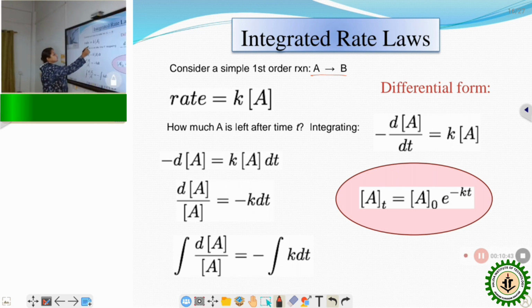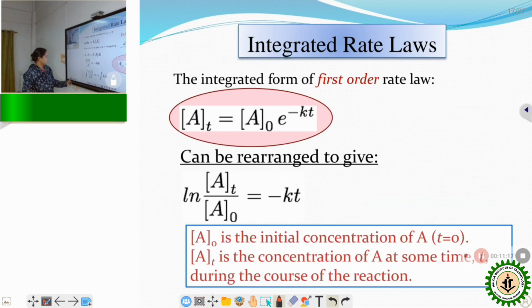So the rate of the reaction can be written as the rate constant k into the concentration of the reactant molecule whose power is 1. So the differential rate expression is therefore -dA/dt = k[A]. Now simply by integrating this equation we can arrive at the expression that At = A0 e^(-kt), where At is the concentration of the reactant molecule A, A0 is the initial concentration, k is the rate constant and t is time.